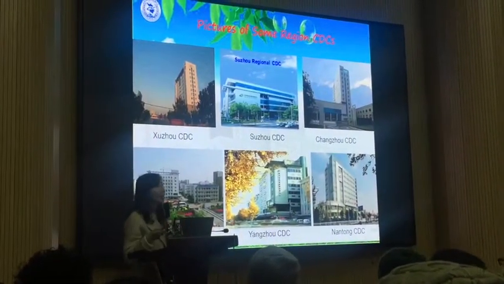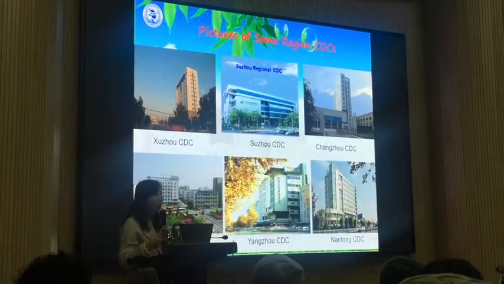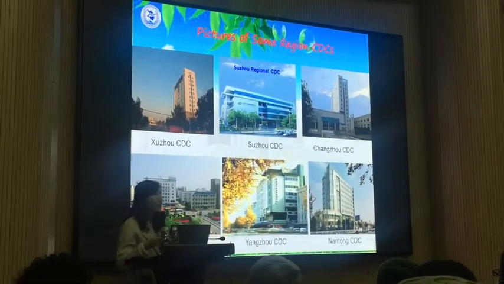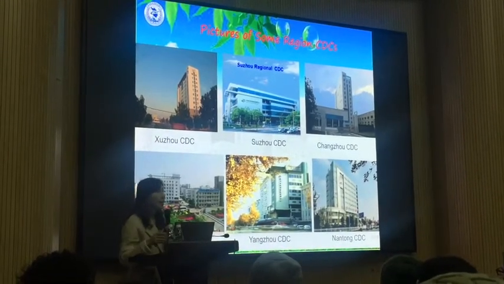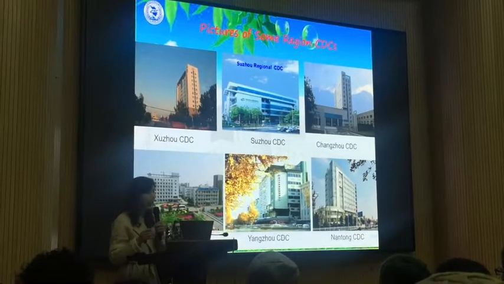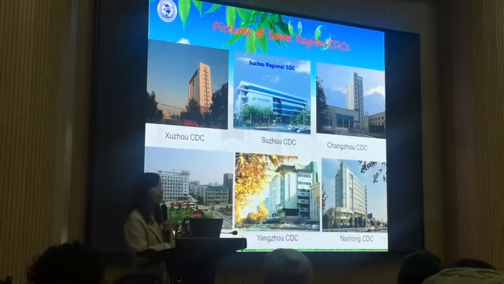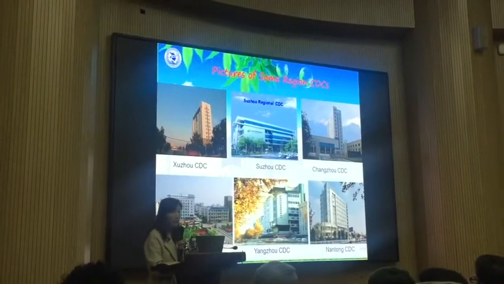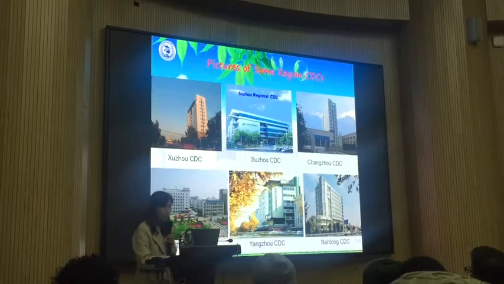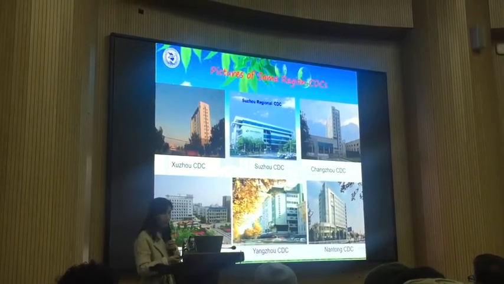And for its large population, there are 130 CDCs in our province. They have formed a large working network. This slide shows some pictures of some regional CDCs such as Xuzhou CDC, Suzhou CDC, Changzhou, Nantong, Yangzhou, Taizhou, and so on.